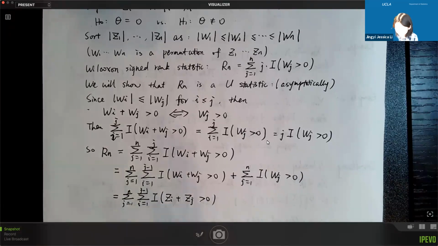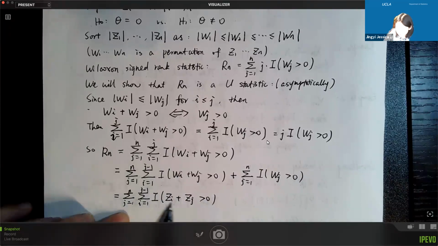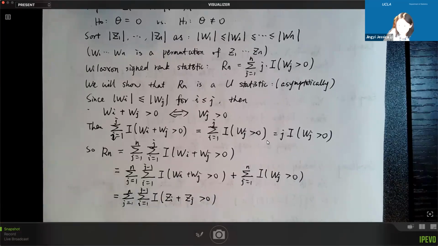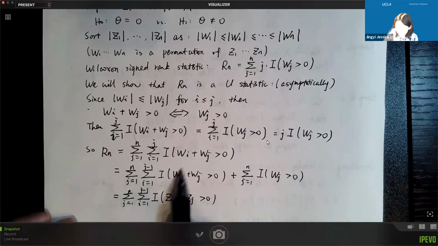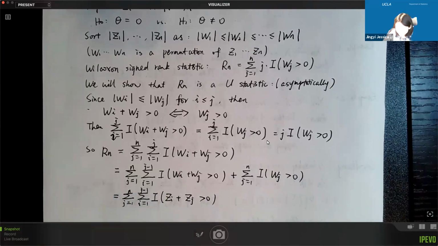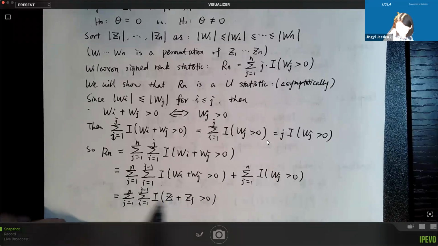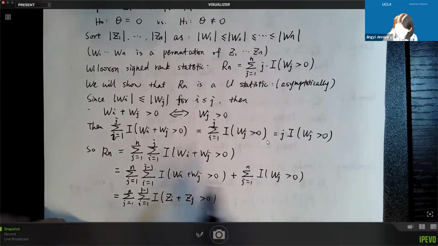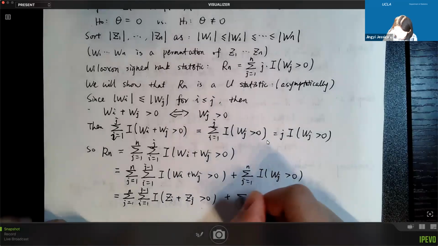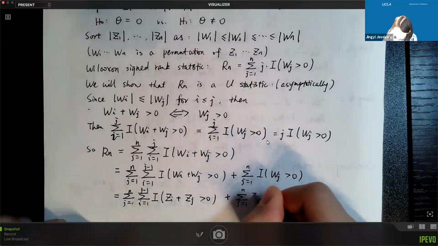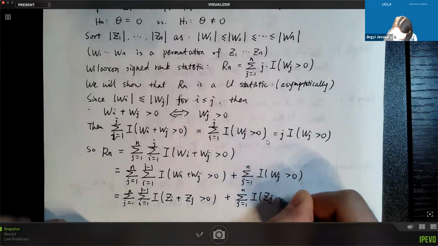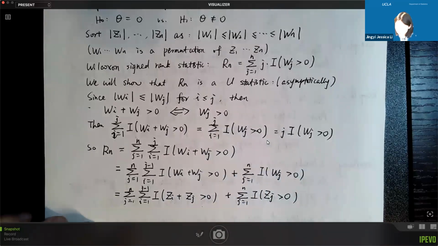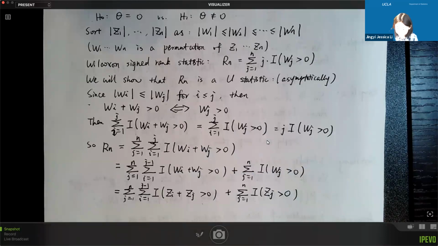When I write it this way, I didn't say Zi equals Wi, Zj equals Wj, but there must be some correspondence between a pair here and the pair there. So I just use the original index to write the sum, and here it is ordered. For the second term, I can also write it similarly. Once we're able to do this, we are very close to the U statistic.